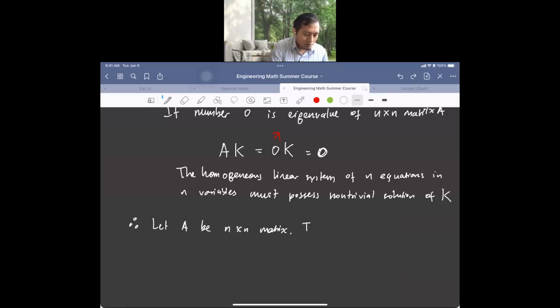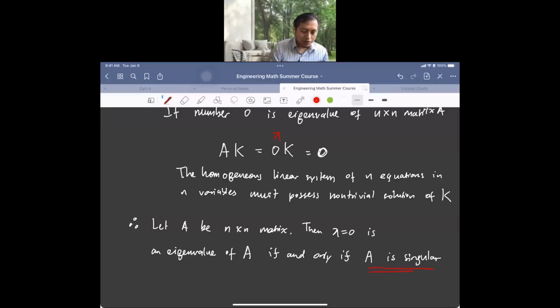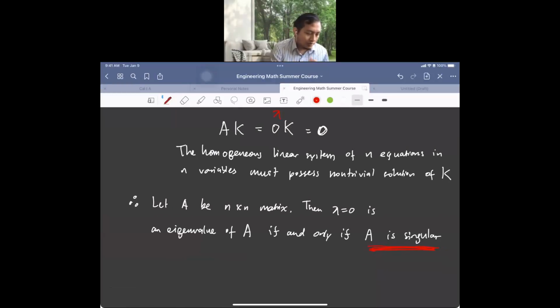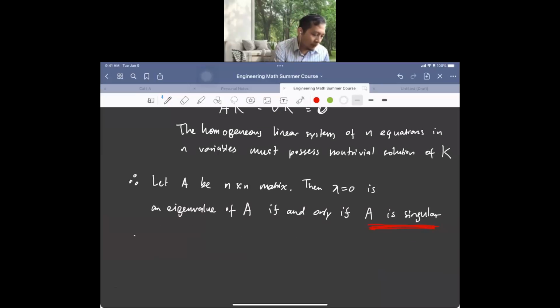Okay, so we may say that if we let A be an n by n matrix, then lambda 0 is an eigenvalue of A if and only if A is singular. So we need to make sure that A is singular, then we say that lambda equals 0 is the eigenvalue of A.